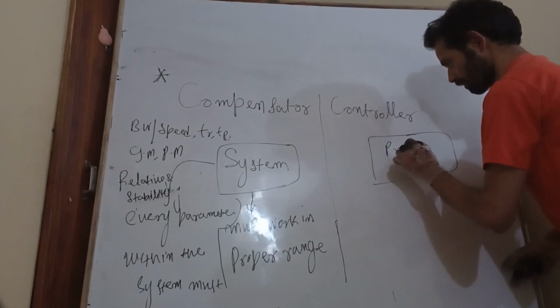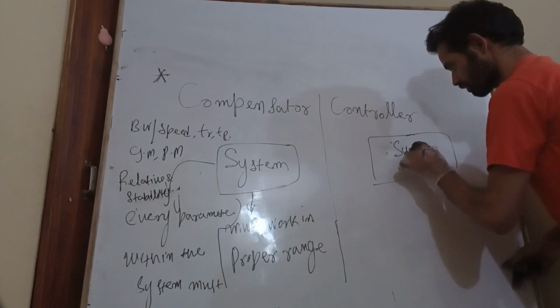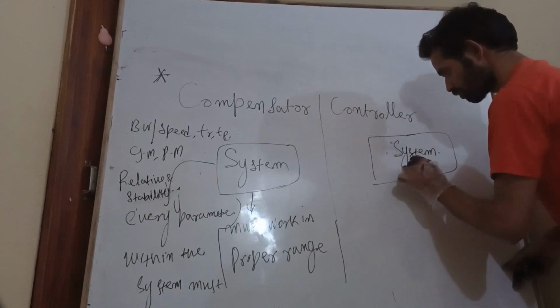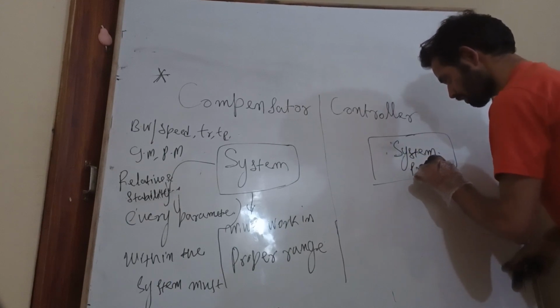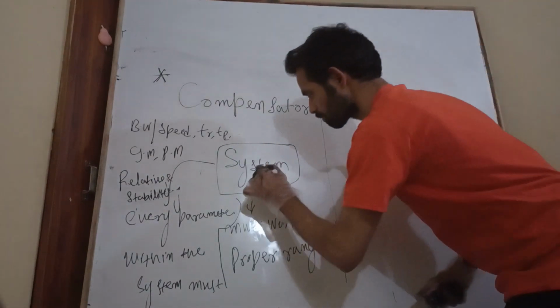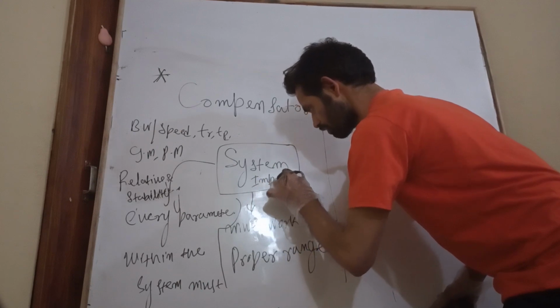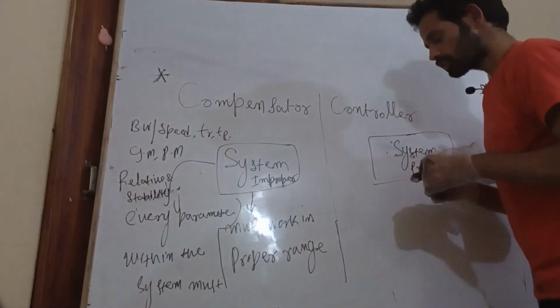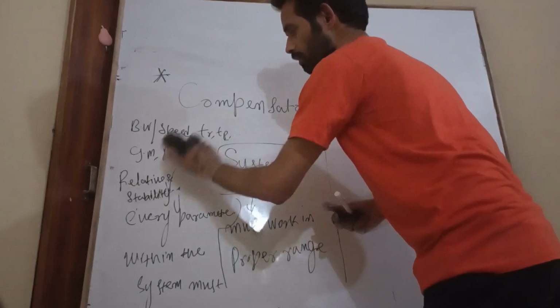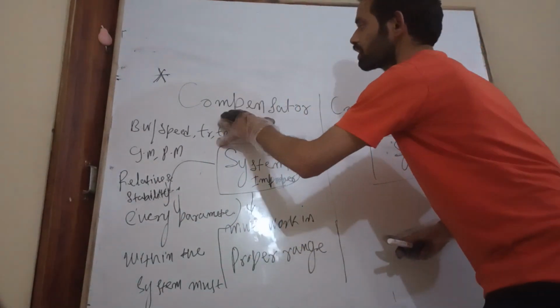Okay, this is my system, and this system is proper. But here the system is not proper. Here the system is improper. System is improper means whatever the parameters are, they are not working in the proper range. So for that we need a compensator.